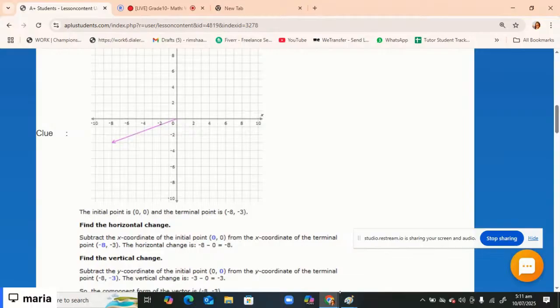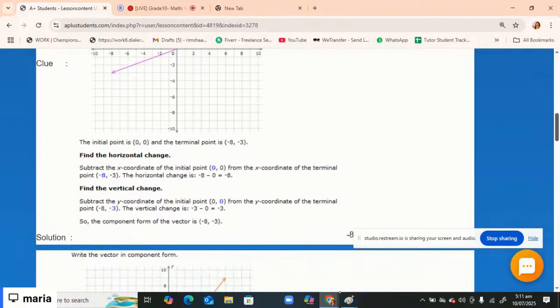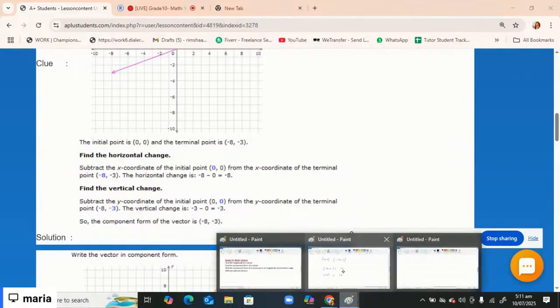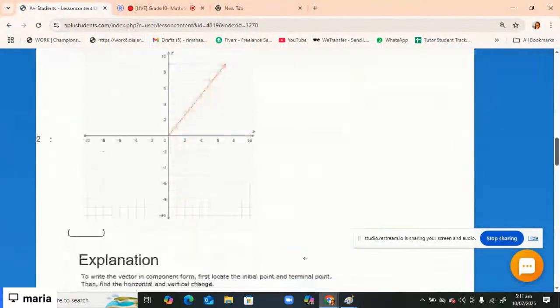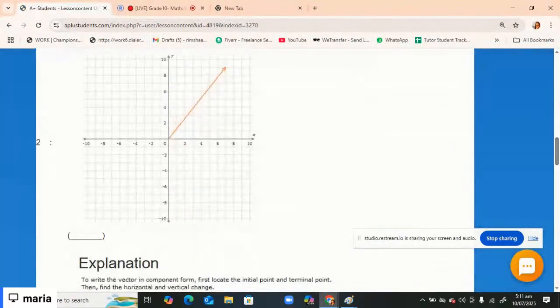So first we are going to subtract only the x components of both. So this is minus 8, this is 0. The second is subtracted from the first one. Then for the vertical change we subtract the other two. So the component of the vector is, and then we just write our answer that way, okay? Let's suppose here I'm going to draw a vector. Let's take a graph from here and then we solve it.